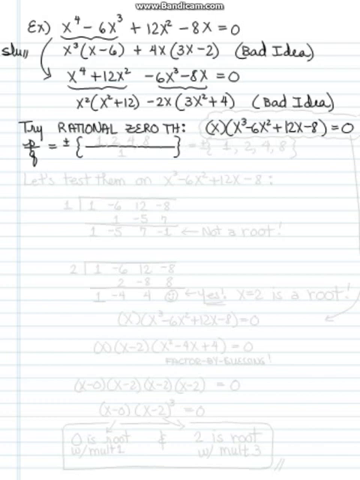So the constant coefficient's negative 8. The factors of that would be 1, 2, 4, and 8. And the lead coefficient, the coefficient of x cubed, is just 1. So that gives us this list of possible rational zeros, plus or minus 1, 2, 4, 8. Okay, let's test them on x cubed minus 6x squared plus 12x minus 8.